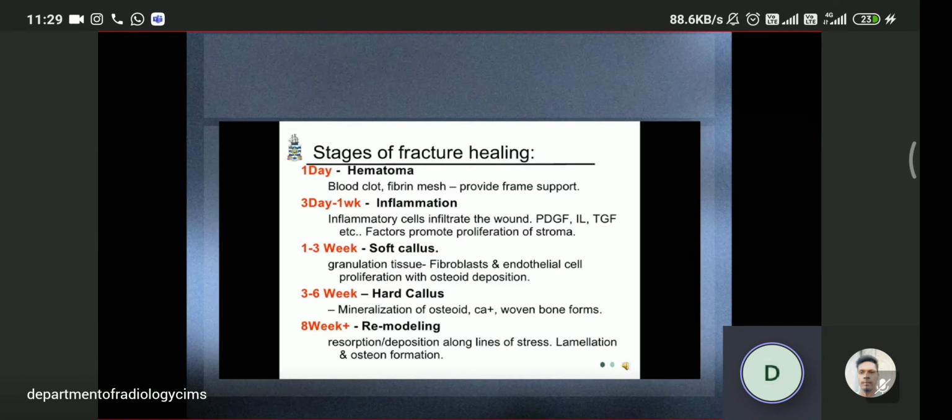Take a snapshot of this image because it is often asked in your pre-PG question that hematoma forms on the first week, after first week. Is it a right statement or wrong? It is a wrong statement. Hematoma is formed on the first day of the fracture healing. Then 3 days to 1 week inflammation is there. 1 to 3 weeks soft callus is formed. 3 to 6 weeks hard callus, and after 8 weeks remodeling is seen.